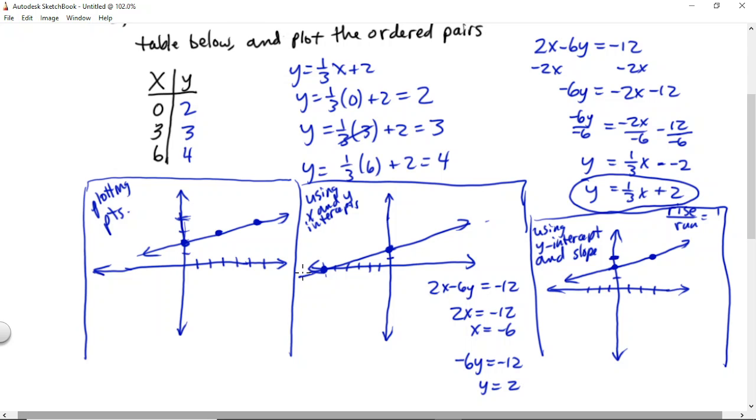Our scale is a little smaller this time because I had to make the scale smaller to get all the way to 6. But we see we have the same line with all three methods. And you can use any of those, really. We usually use putting it in slope-intercept form, and then that is right here, and then using that slope and intercept to graph them. But you can see these other methods are pretty easy as well.